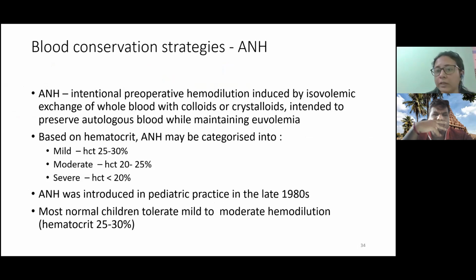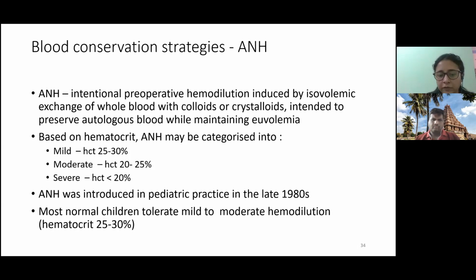Coming to acute normovolemic hemodilution, this refers to the intentional preoperative hemodilution induced by isovolemic exchange of whole blood with either colloids or crystalloids, intended to preserve autologous blood while maintaining euvolemia. The basic tenet of ANH is that the blood that is lost during surgery will have a lower hematocrit. So based on hematocrit, ANH may be categorized into mild, moderate, or severe. Mild is a hematocrit of 25 to 30%, moderate 20 to 25%, and severe refers to a hematocrit of 20%.